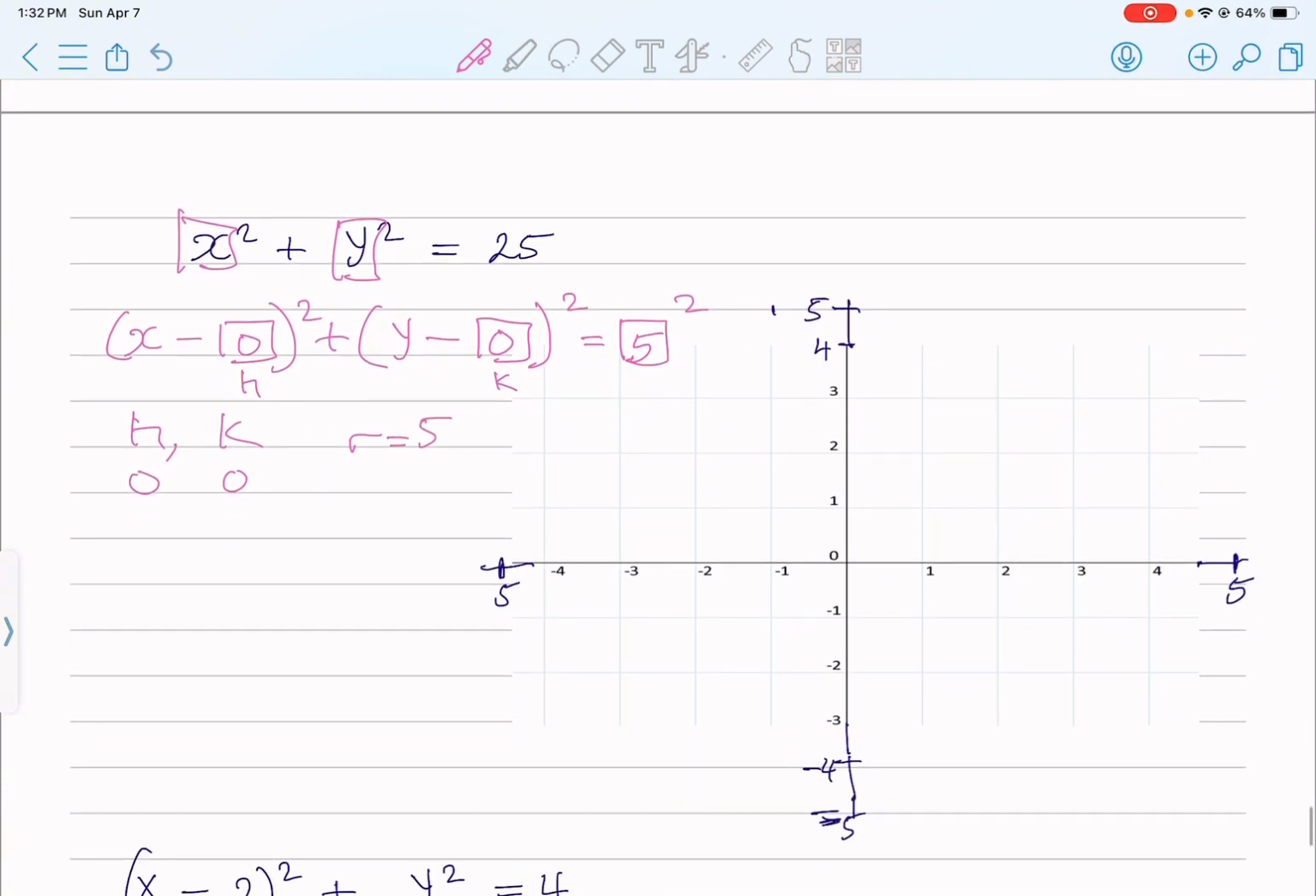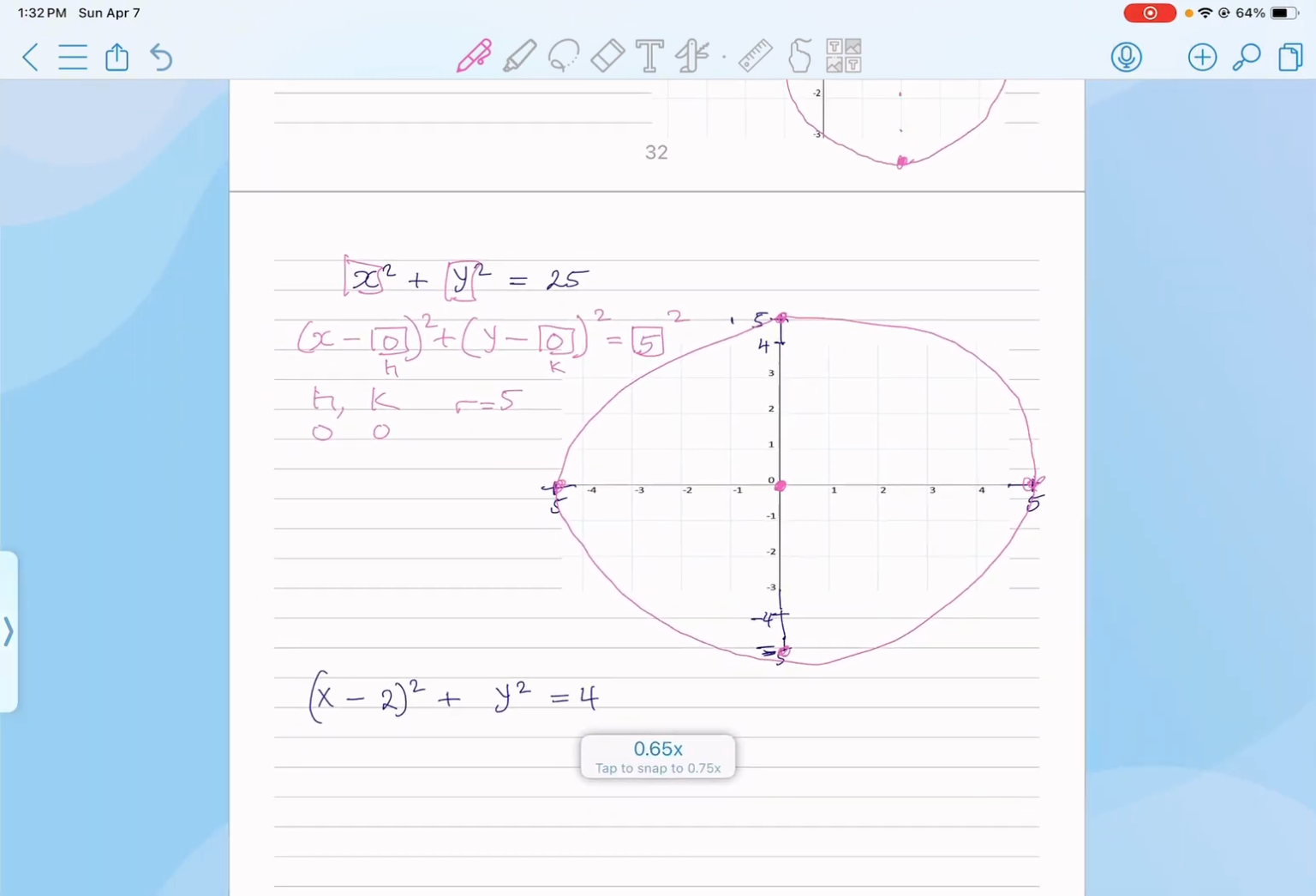So let's go. How do we do this? What is your h and k? Your h and k is 0, 0, so you place the origin there. And you count 5 up, 5 left, down, right. Lucky for us, we are at the origin, so it's going to look more round, like this. I know it's not to scale, but it's to have an idea, right? Okay, that's how we do this.